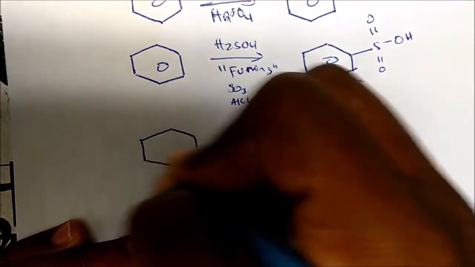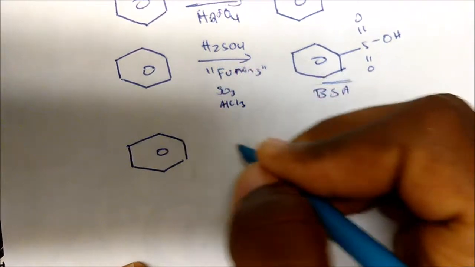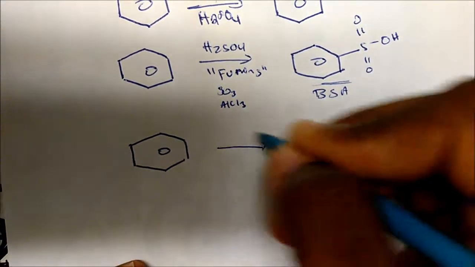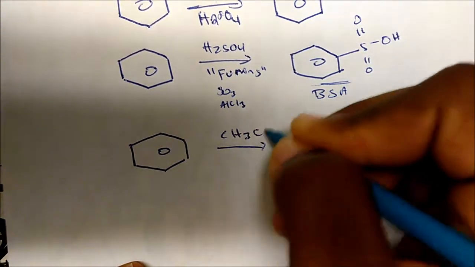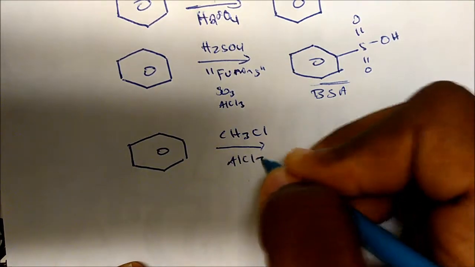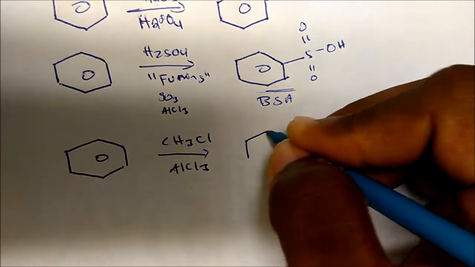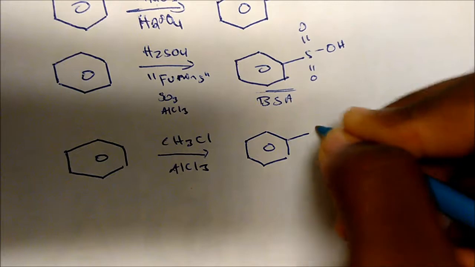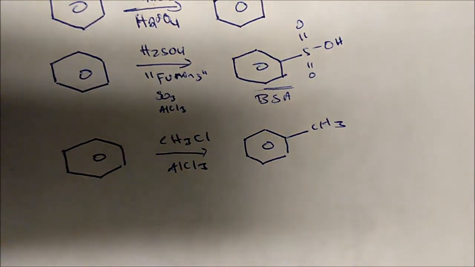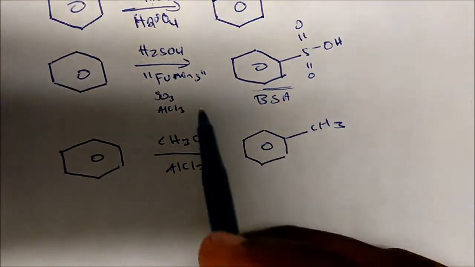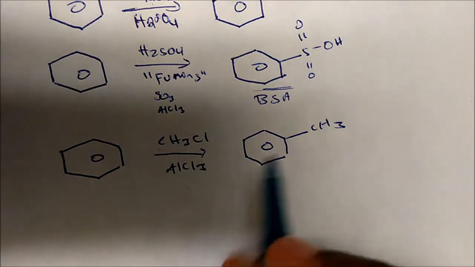So what if I take benzene and I use methyl chloride and aluminum trichloride? What will be my product? Well, I'm going to generate toluene. Okay, my chlorine leaves, and I'm going to generate toluene with my R group.